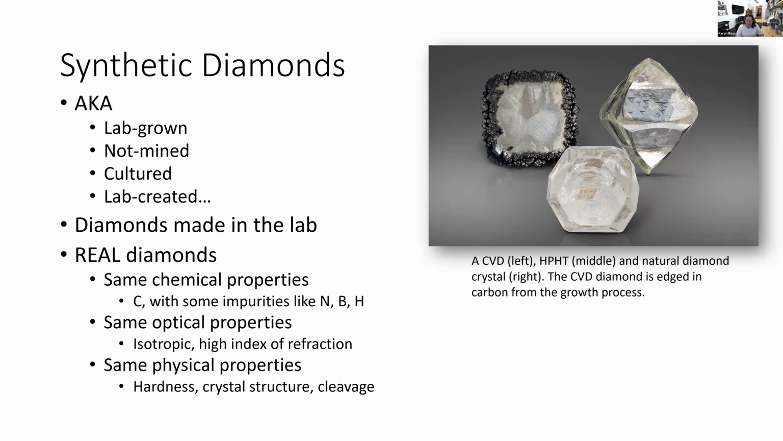They are considered real diamonds because they have the same chemical properties. They are made out of carbon. They have some impurities that are the same impurities that we see in natural diamonds. They have the same optical properties. They are isotropic. They have high indices of refraction. And they have the same physical properties. They are the hardest substance known to man. They have the same crystal structure. They have cleavage, just like all regular diamonds.